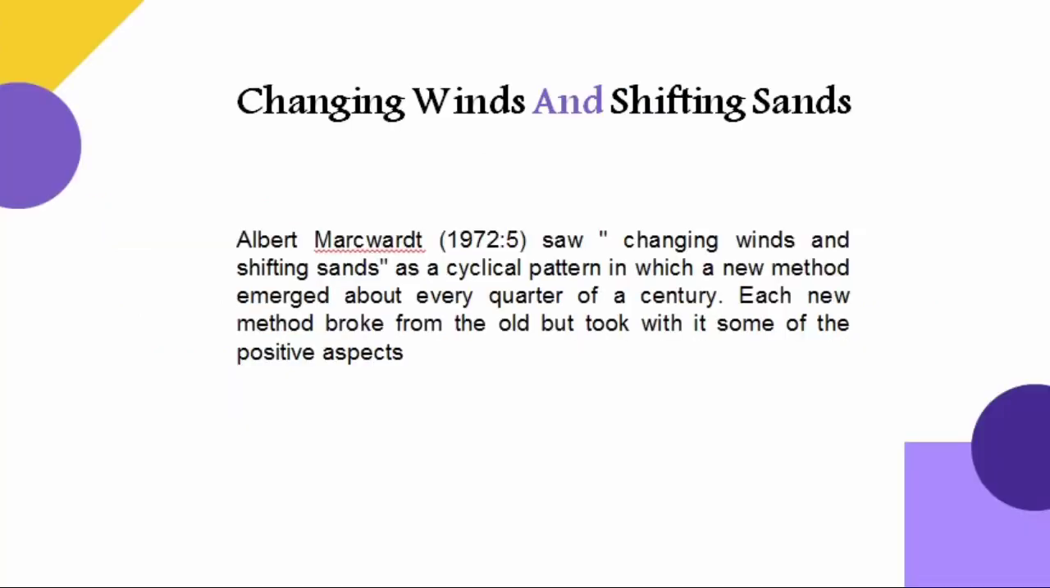The next is about changing winds and shifting sands. Based on Albert Marckwardt, he defines changing winds and shifting sands as a cyclical pattern in which a new method emerged about every quarter of a century. Each new method broke from the old, but it took some of the positive aspects.